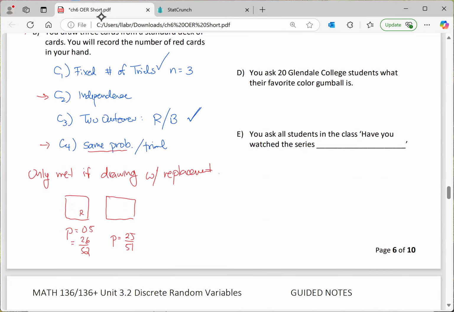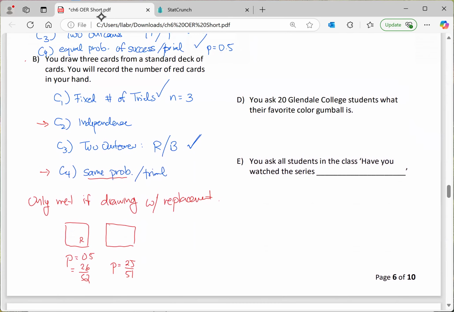All right, just really quickly, D and E. So we already saw that E, you ask all students in the class, have you watched the series blank? Would that result in a random variable? Yes or no? So think of that one. Now here's D. You asked 20 Glendale students what their favorite color gumball is. So if you run through that, C1 is correct and it's 20. The independence could be yes.